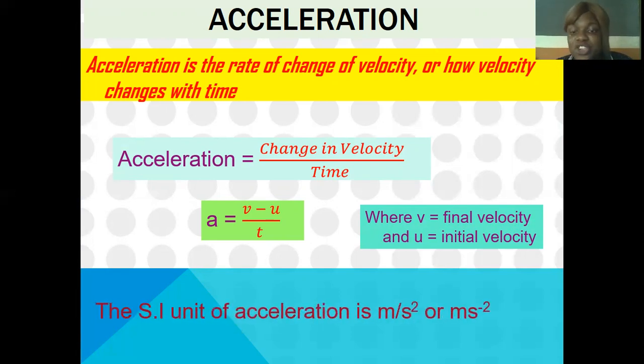All right. So the SI unit of acceleration, the unit with which we measure it, is meter per second square. I told you it's one step ahead of velocity. Velocity is meter per second, so acceleration is meter per second square, or you can say meter second minus 2. Okay, so that is acceleration.